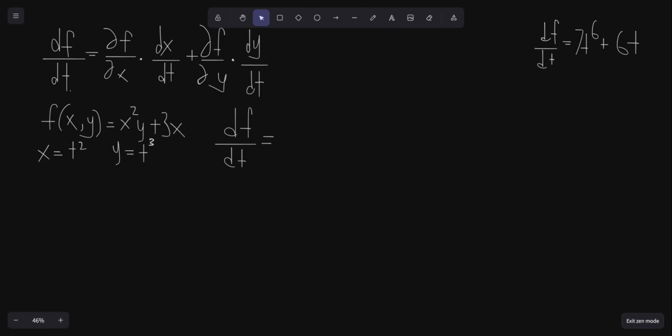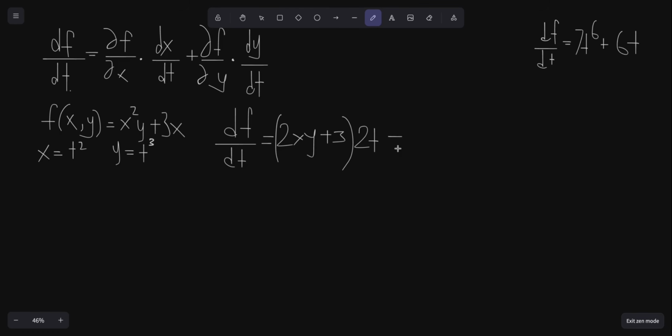So hopefully y'all know how to do partial derivatives by now. But df dx, the derivative of f with respect to x, you treat y as a constant. So this is just 2xy plus 3. And all of this is multiplied by dx dt. So the derivative of x with respect to time is going to be 2t, because imagine differentiating both sides with respect to time. You get dx dt is equal to 2t.